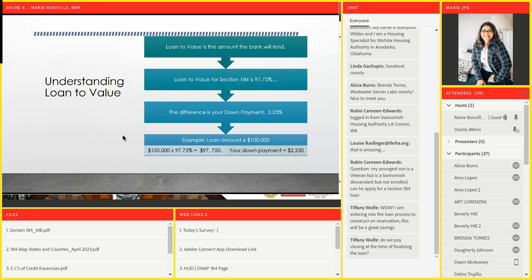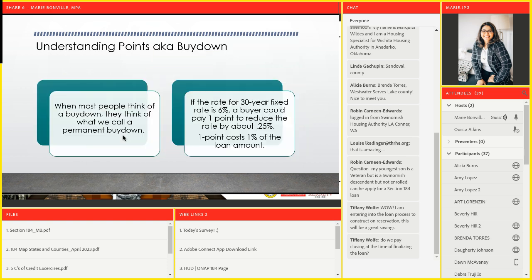So to use easy math here, $100,000 times 97.75 means the lender is doing the heavy lifting and lending 97,750. The down payment that the borrower needs to bring to the table is 2,250. That has nothing to do with closing costs. That is a completely separate amount of money that they'll have to bring to closing. So we've got to break those things apart and make sure they're aware so that they're not short.